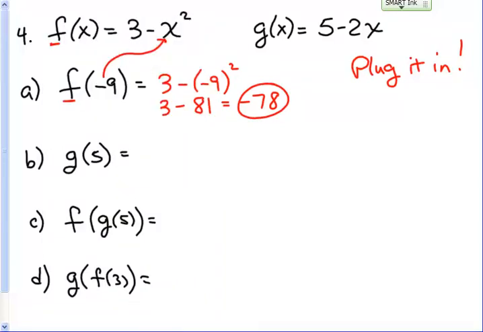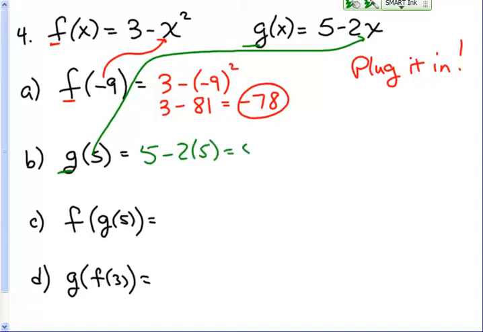Number 2, this time we're going to plug into the g function. So I'm going to plug the negative 5 over here. So we've got 5 minus 2 times 5, which is 5 minus 10, which is negative 5.